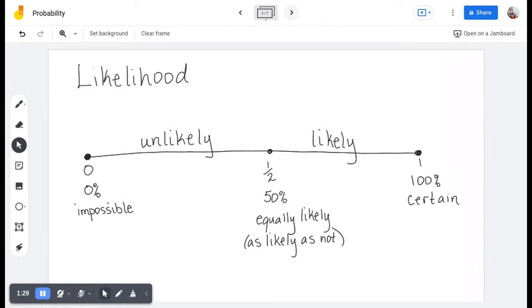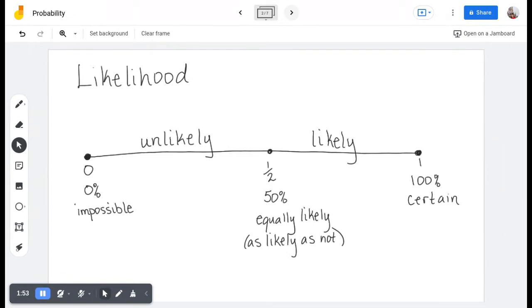Exactly in the middle is when there's a 1/2 chance. You're flipping a coin. The chances of getting heads is 1 out of 2. There's a 50% chance that that's going to happen. That's described as either equally likely or sometimes you'll hear as likely as not, but it means it could just as easily fall one way as it could the other.